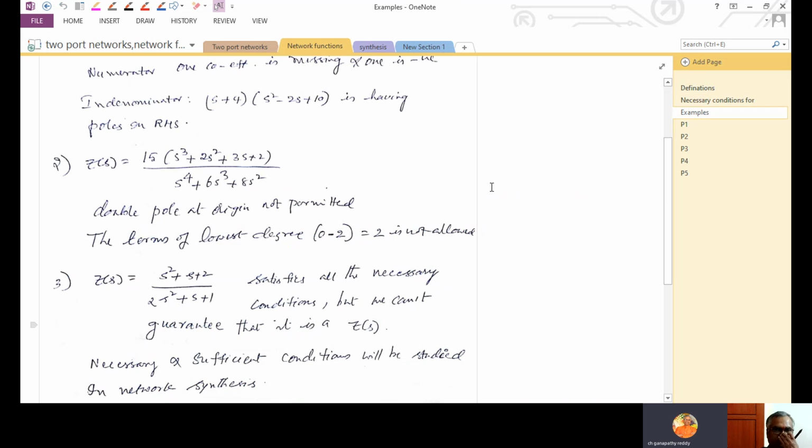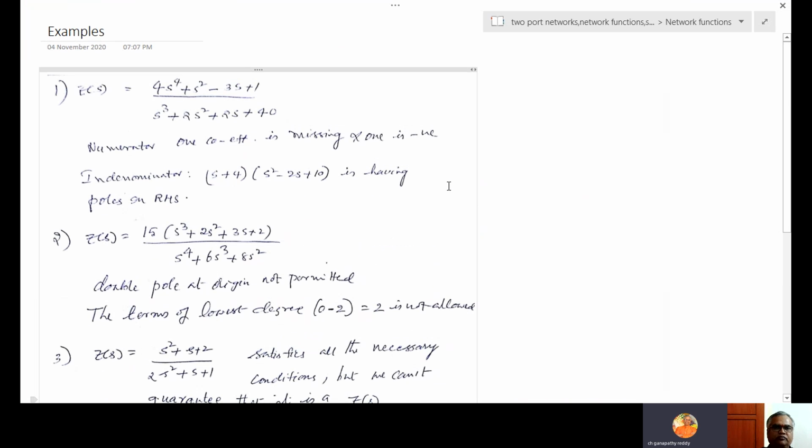So based on these properties, I have taken some examples. This is one example: 4s to the power of 4 plus s square minus 3s plus 1 by s power 3 plus 2s square plus 2s plus 40. Is it correct or wrong? We have to decide. In the numerator, one coefficient is missing and one is negative. The s power 3 term is missing, that is one fault. And here one coefficient is negative.